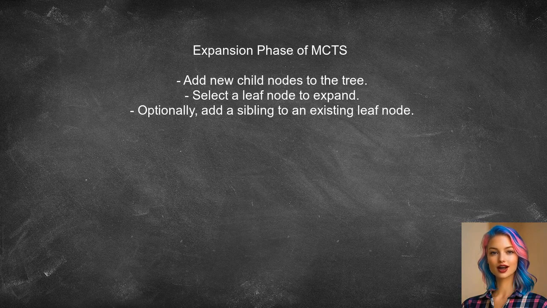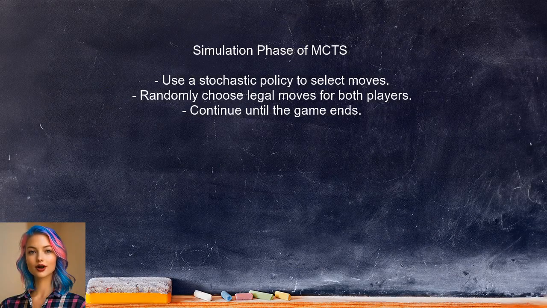During this phase, the user adds new child nodes to the tree. This can happen by selecting a leaf node and expanding it, which means adding one or more children to that node. The user can also choose to add a sibling to an existing leaf node instead. Now, we move on to the simulation phase.